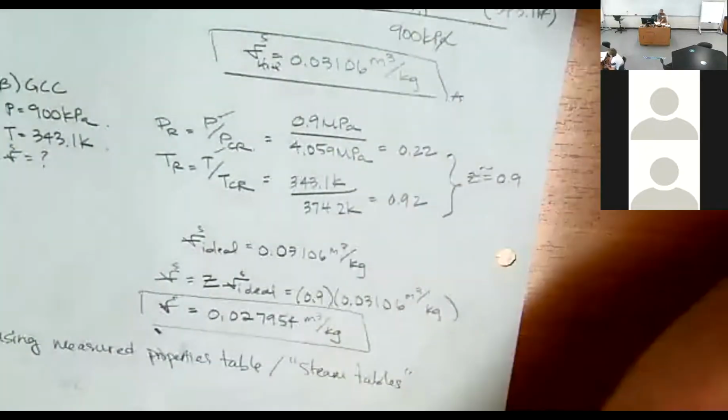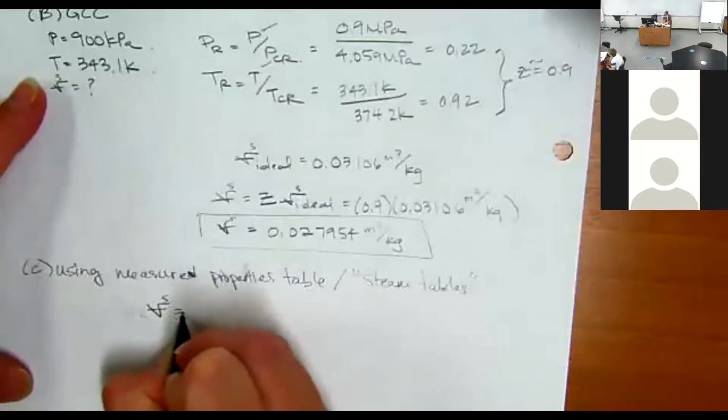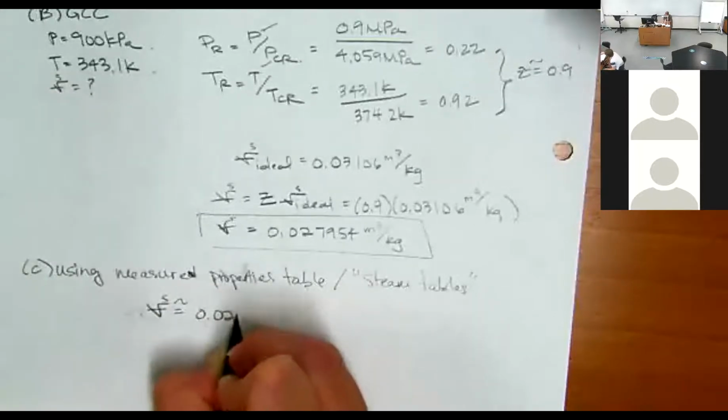All right. So then we know that our specific volume based on empirical measured information is going to be about 0.0274.